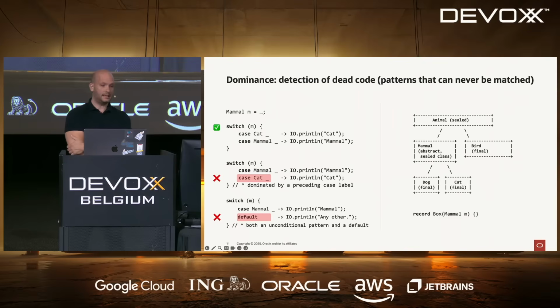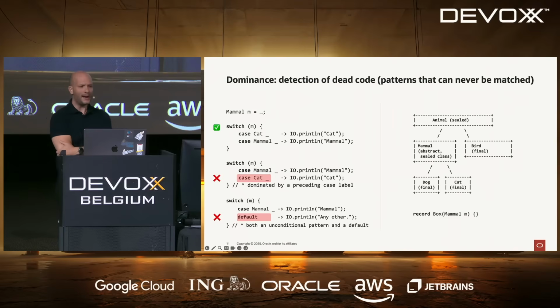And a special case of this kind of dead code detection is that default, for example, is dominated when there is another pattern that can capture all its values. Here we matched over a selector of type mammal for the third switch, and we have an identity conversion. It's followed by a default. The default will never be matched.